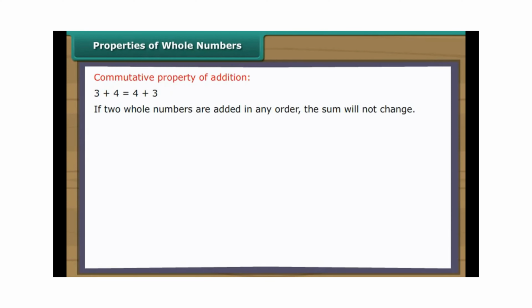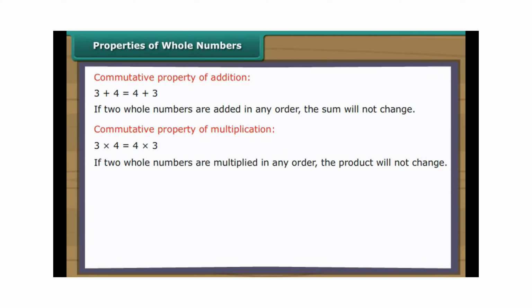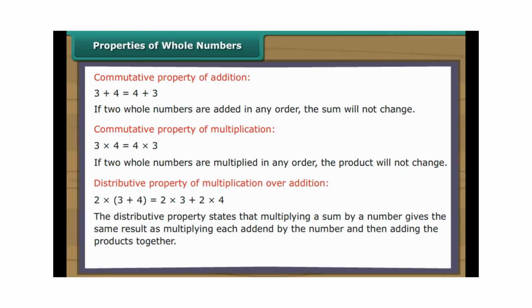If 2 whole numbers are added in any order, the sum will not change. If 2 whole numbers are multiplied in any order, the product will not change. The distributive property states that multiplying a sum by a number gives the same result as multiplying each addend by the number and then adding the products together. The above properties do not hold for subtraction and division.